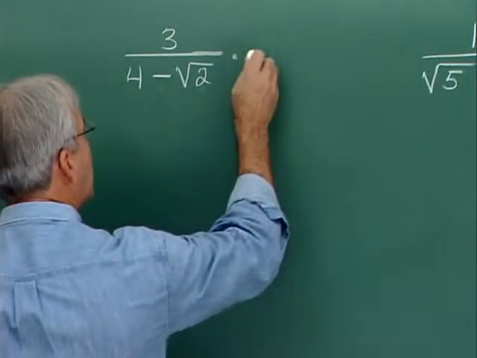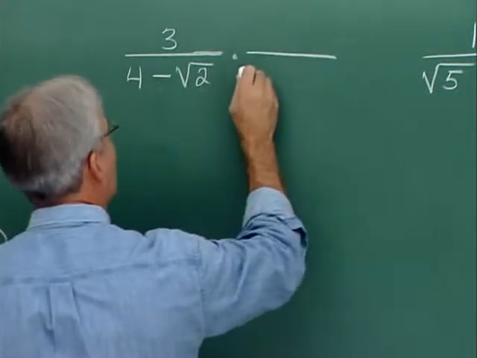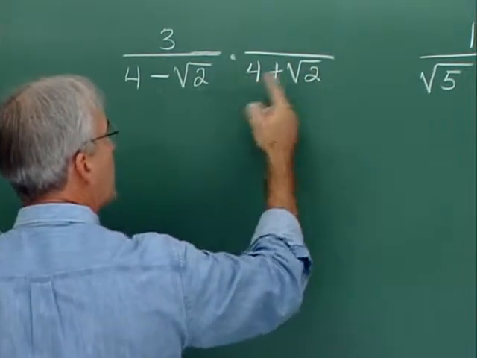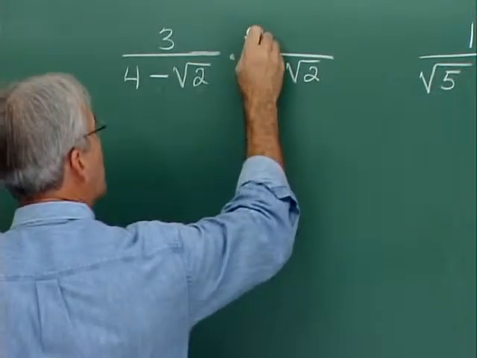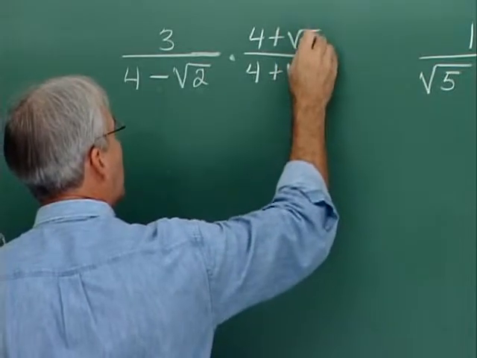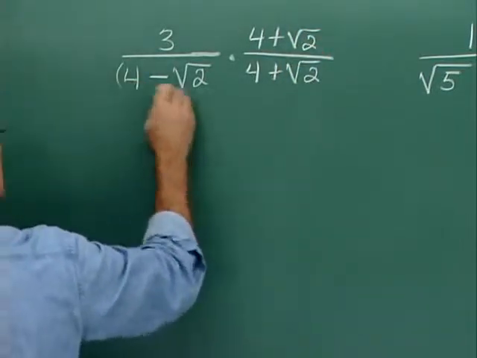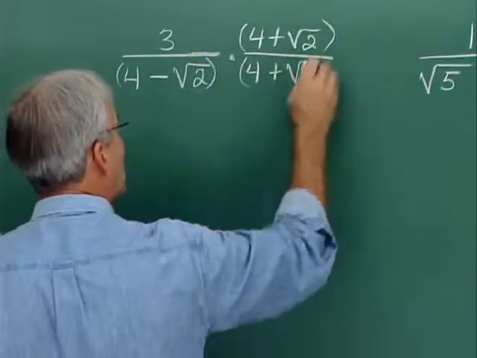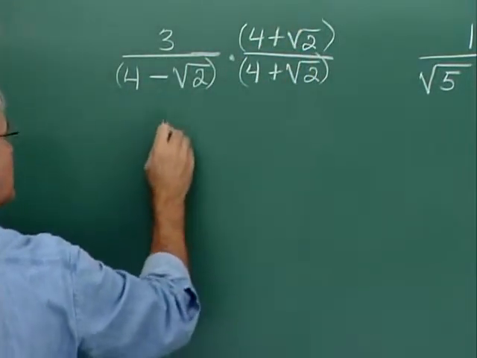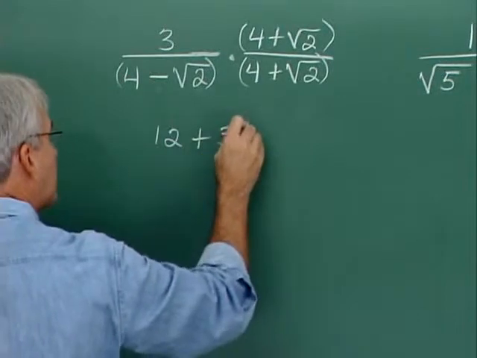So we're going to multiply here by 4 plus the square root of 2. And if we multiply that in the denominator, we have to also multiply it in the numerator. So it's 4 plus the square root of 2 like this. And it helps us to put parentheses around the binomials, and away we go. 3 times this business up here would be 12 plus 3 root 2.